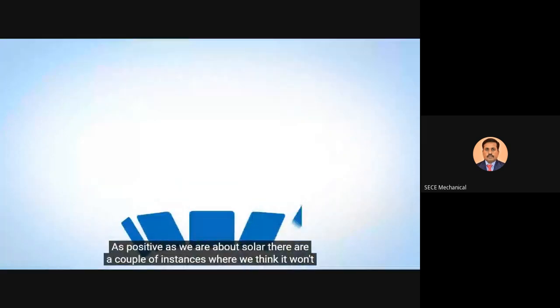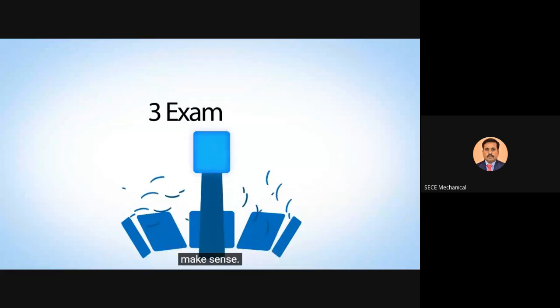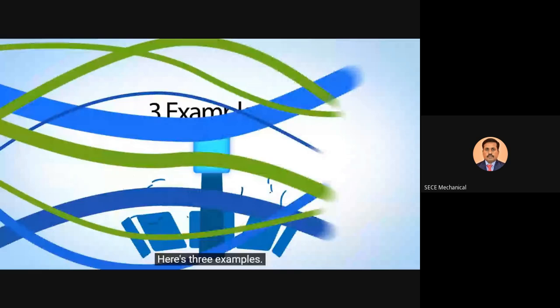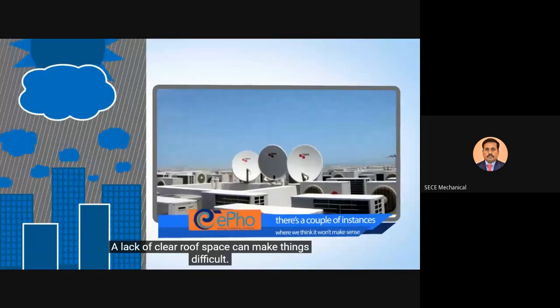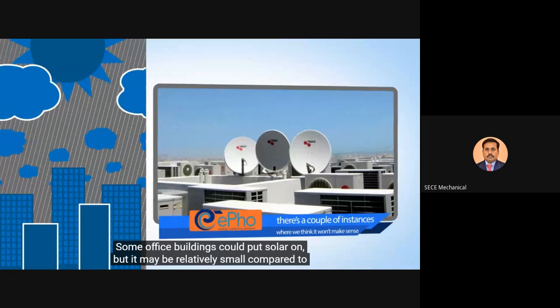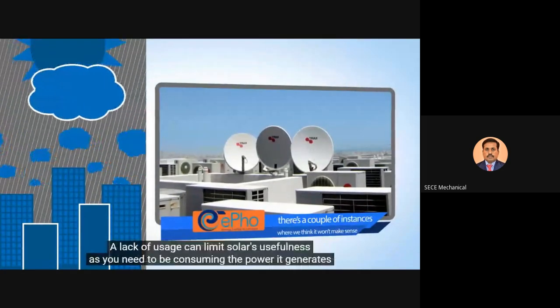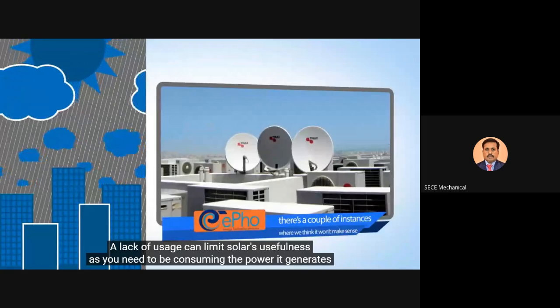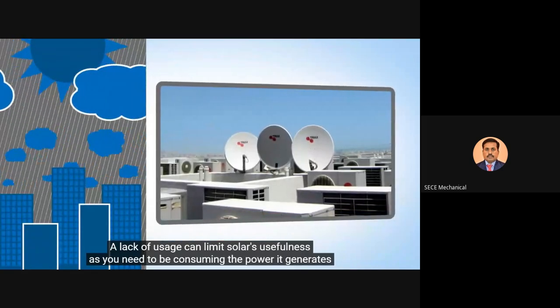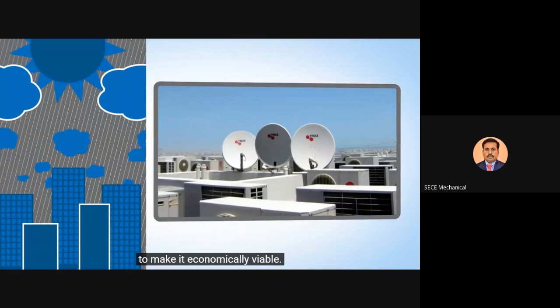As positive as we are about solar, there are a couple of instances where we think it won't make sense. Here's 3 examples. A lack of clear roof space can make things difficult. Some office buildings could put solar on, but it may be relatively small compared to their usage. A lack of usage can limit solar's usefulness, as you need to be consuming the power that it generates to make it economically viable.